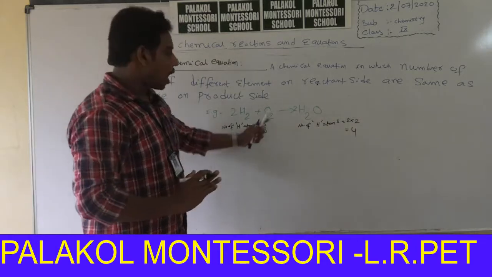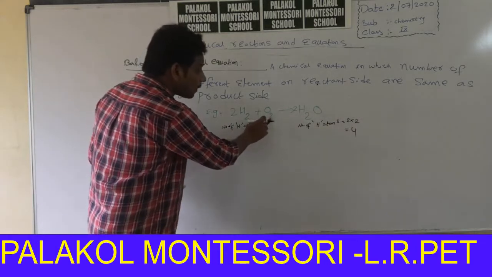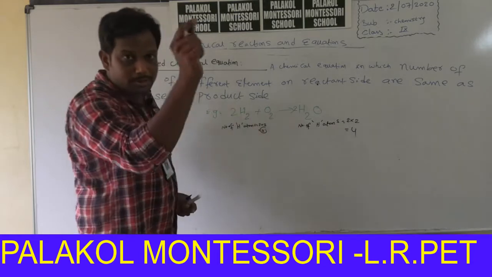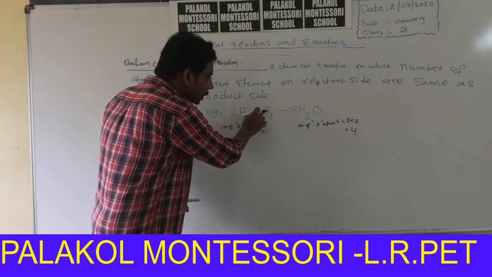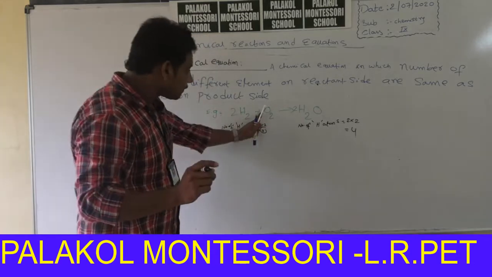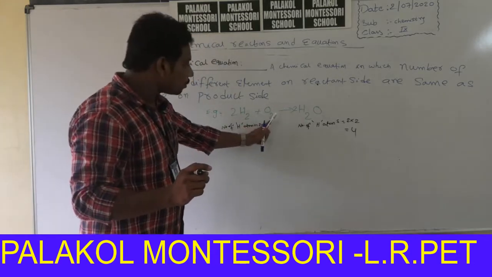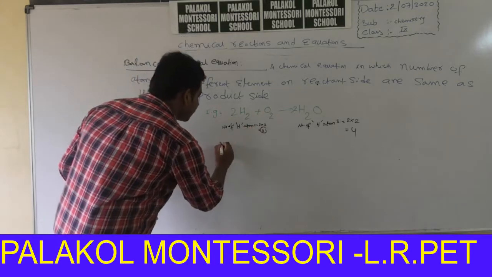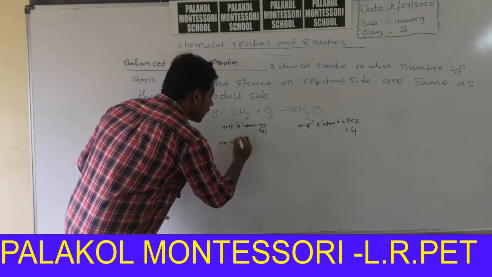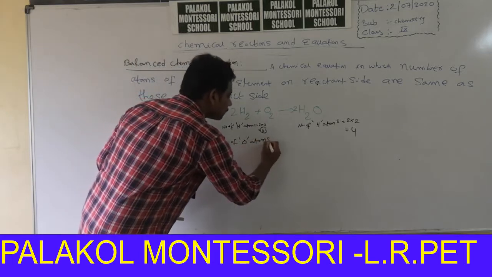Now we go for oxygen atoms. The subscript of oxygen is 2. Here there is no stoichiometric coefficient, that means 1 is present here. 1 into 2 is nothing but 2. So how many oxygen atoms are there? Number of O atoms equal to simply 2.